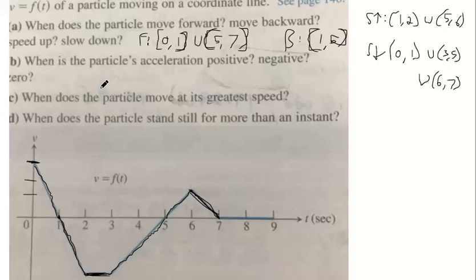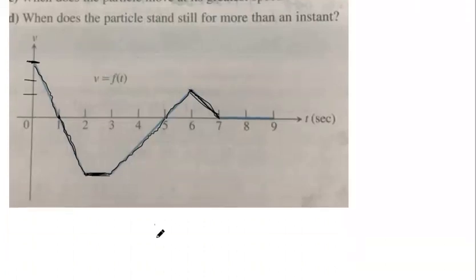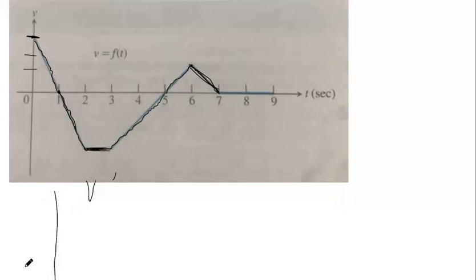Part B says, when is the particle's acceleration positive? Acceleration is the rate of change of your velocity, right? So you could graph a derivative of your velocity. So remember, when you graph derivatives, you're graphing the rate of change of your velocity function. So look, from this point to this point, we've gone down, right? That's a negative rate of change. And we can't actually quantify it because I just made up these hash marks up here. But we know it's at least negative.